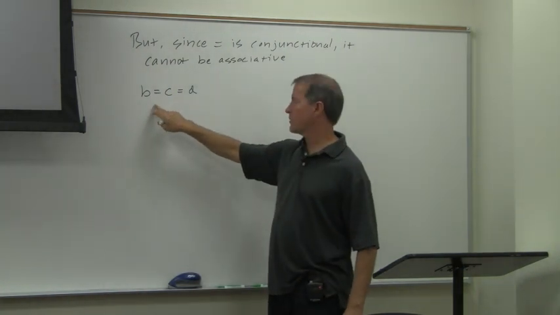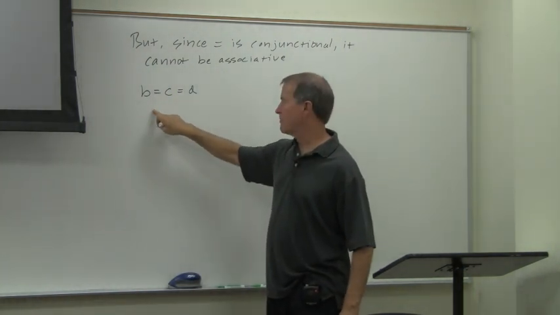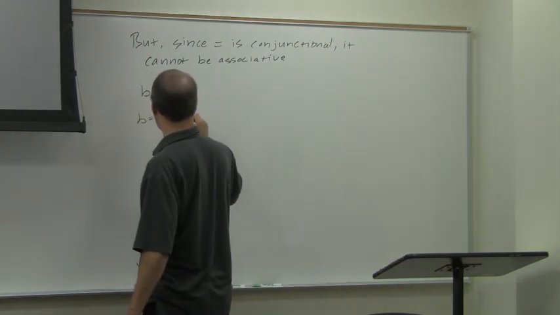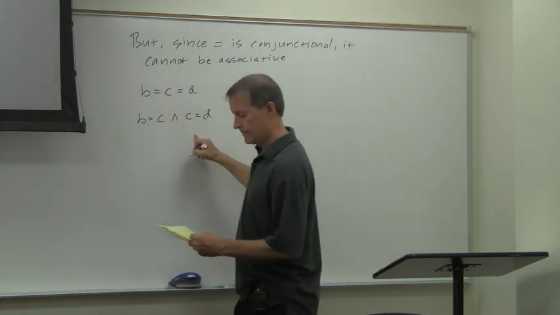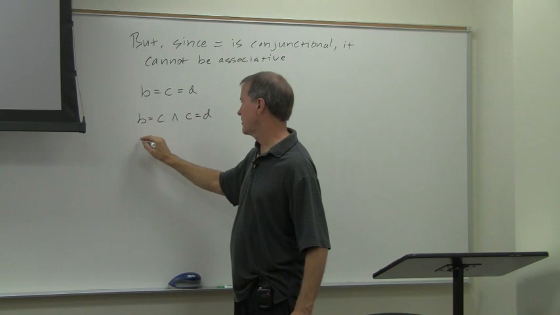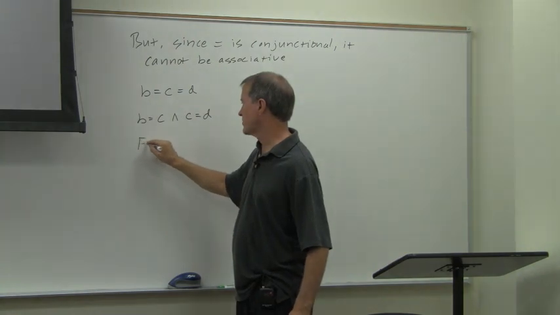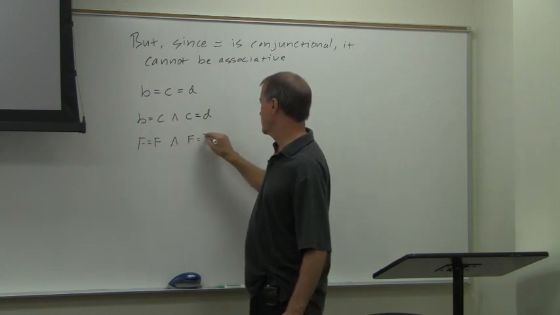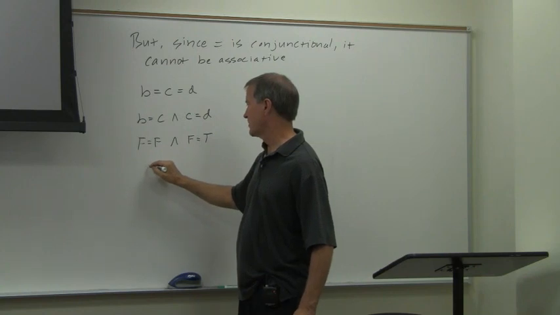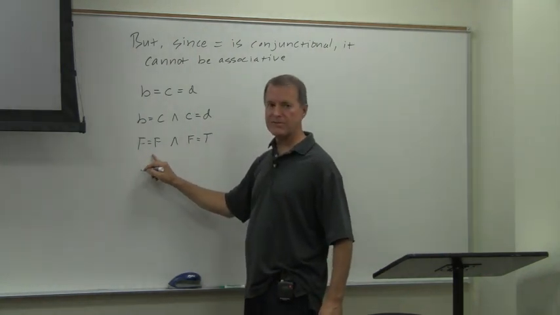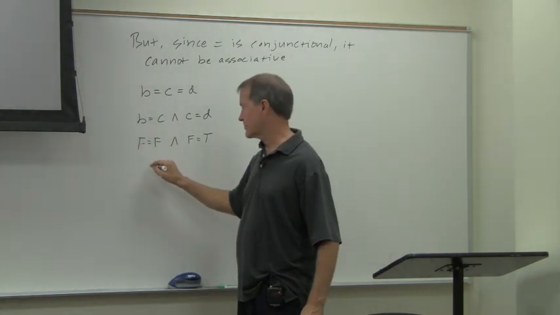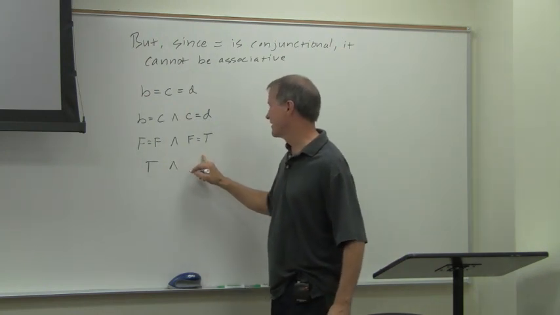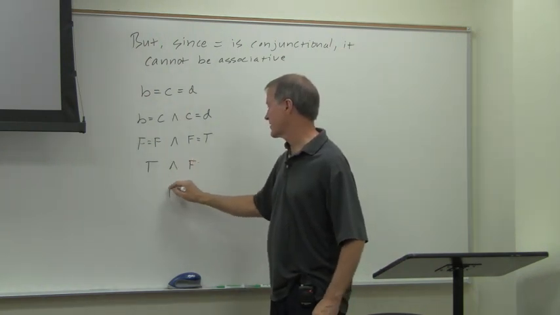Now, what did we say this means? This would be B equals C and C equals D. So what would this be with our state? False equals false, and false equals true. And then false equals false is what? Same truth table as equivalence, right? True. So, are you with me on this? And false equals true is false. So then true and false is false, right?